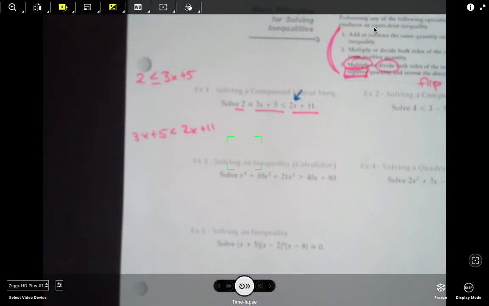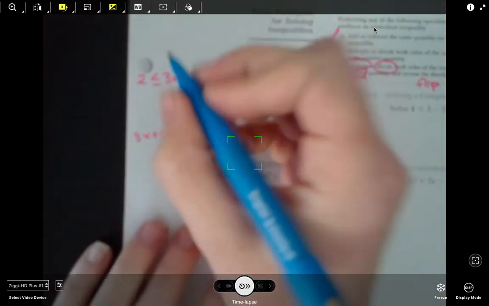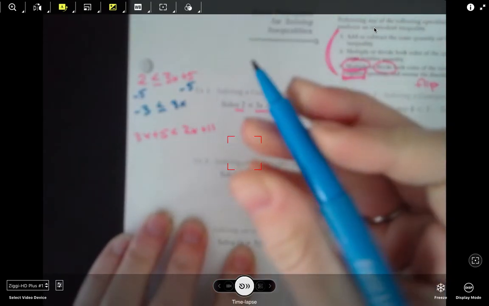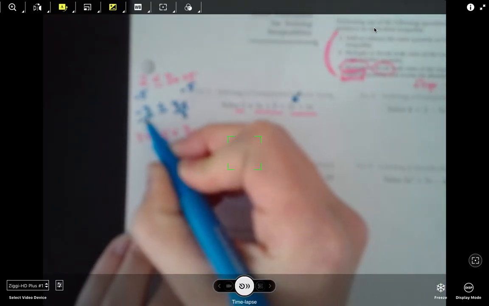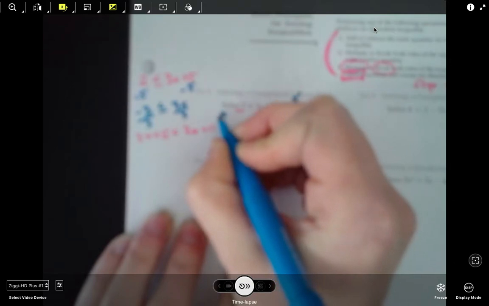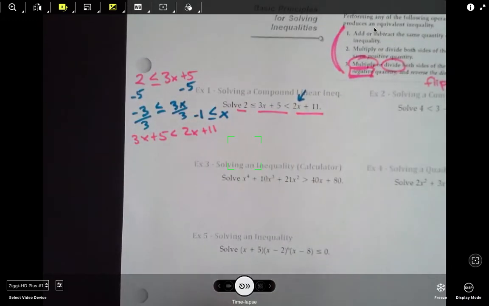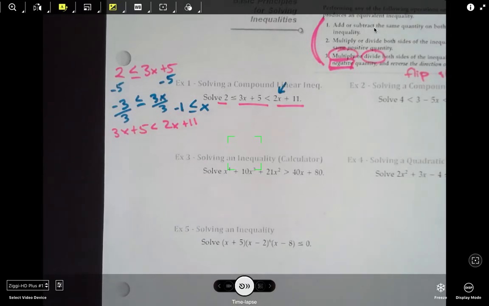So on this top one, what are you going to move? Minus 5. So negative 3 is less than or equal to 3x. And then divide by 3, divide by 3. So x is greater than or equal to negative 1. X is greater than or equal to negative 1.